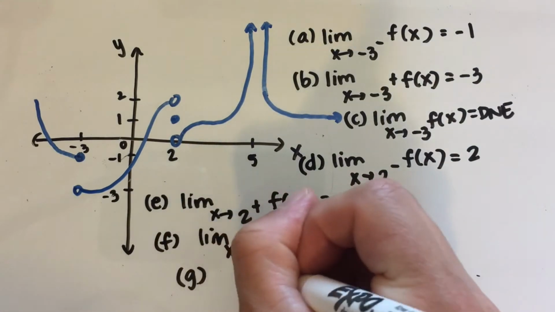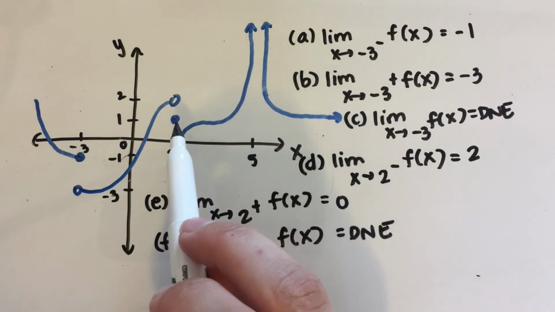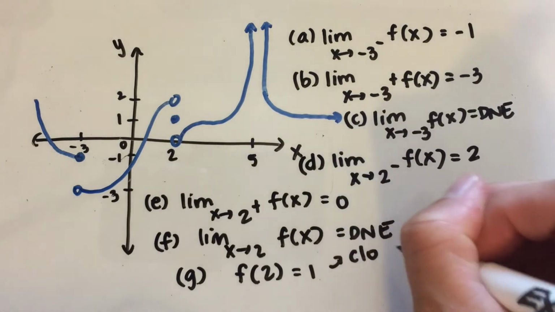And now we have f of 2. So when we plug in 2 to the function, our output is going to be 1, and that's going to be our closed dot.